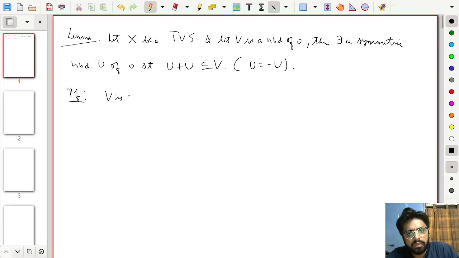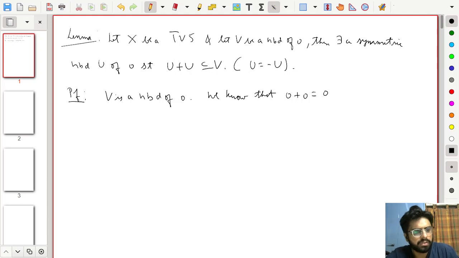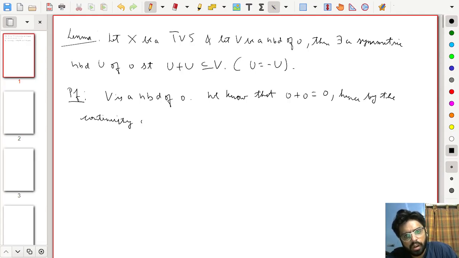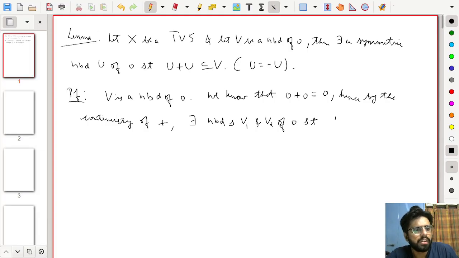Given that V is a neighborhood of 0, we know that 0 plus 0 is equal to 0, which implies, hence by the continuity of addition, there exist neighborhoods V1 and V2 of 0 such that V1 plus V2 is contained in V.